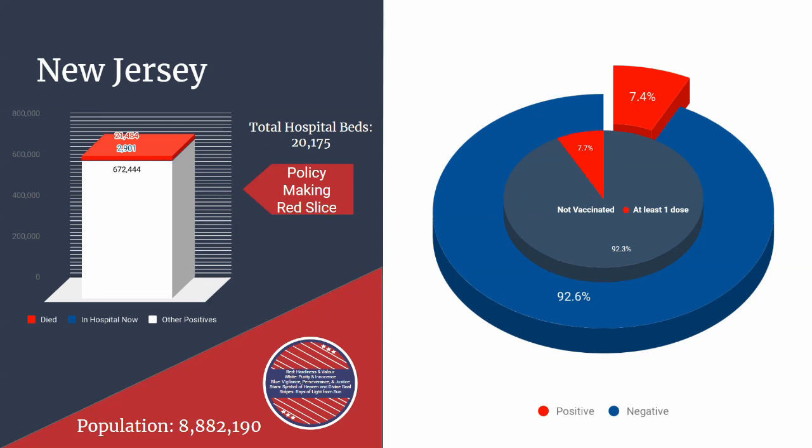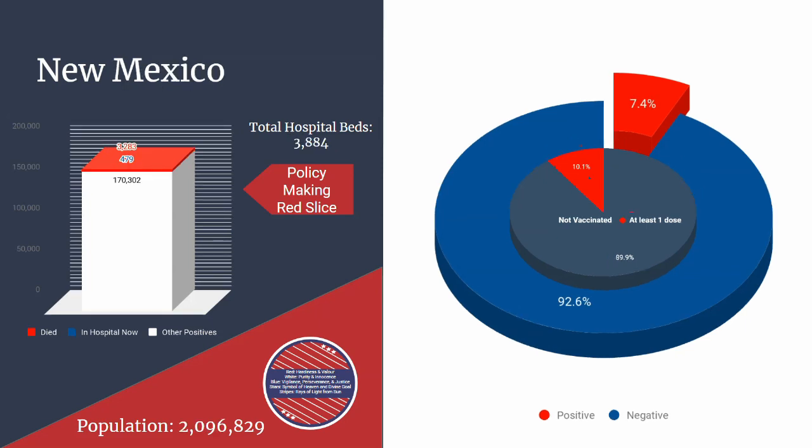New Jersey tested near all their population. They vaccinated 7.7%. The negative test was 92.6%. Their positive tests are at 7.4%. They've had over 21,000 people die. 2,900 are in the hospital right now, and there are about 20,000 hospital beds.